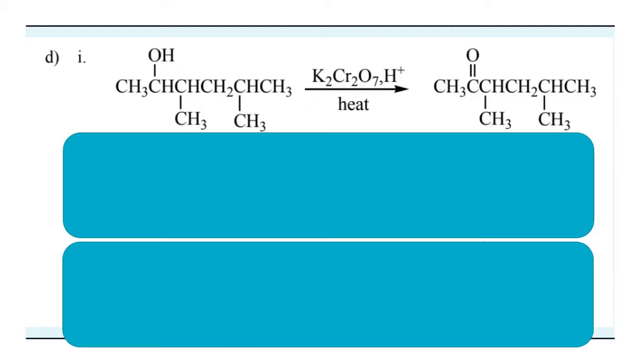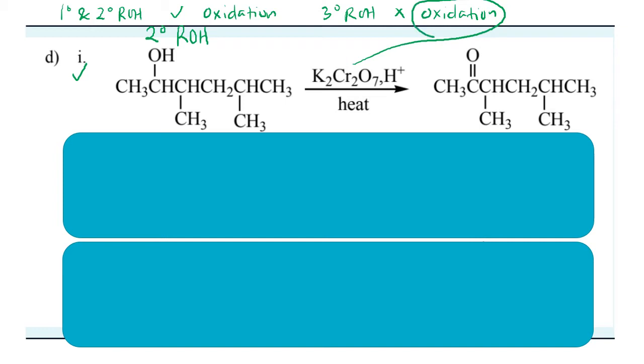Proceed to D1. This is a secondary alcohol reacting with K2Cr2O7, which is oxidation. Just recall, based on the notes that you went through, that primary and secondary alcohols can undergo oxidation. However, tertiary alcohol cannot be oxidized. So when we see this, we know it is oxidation.